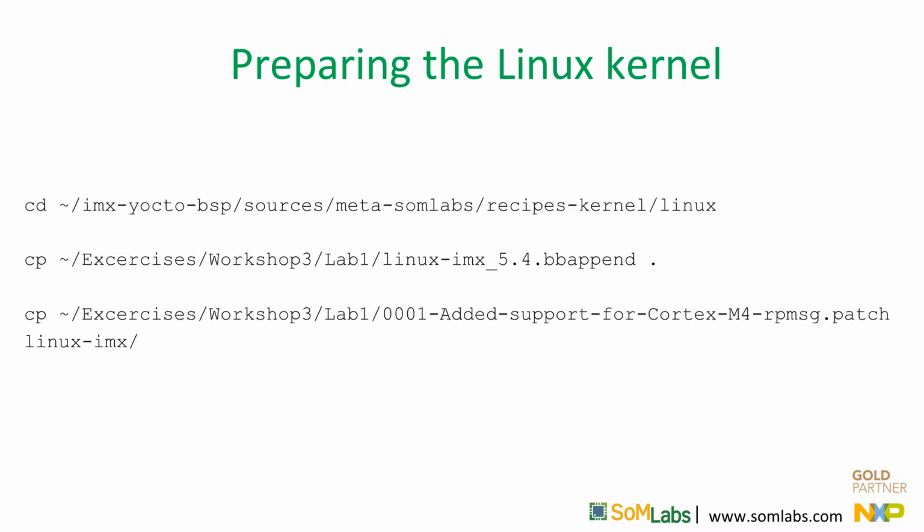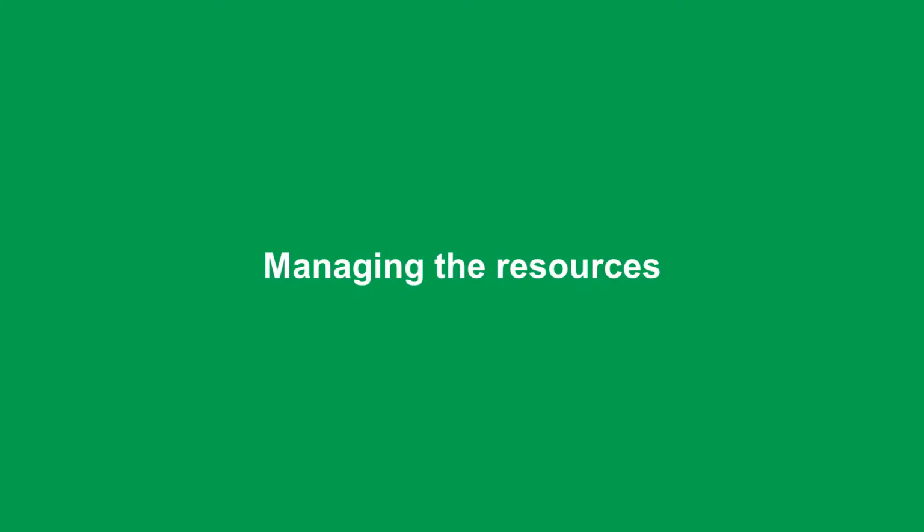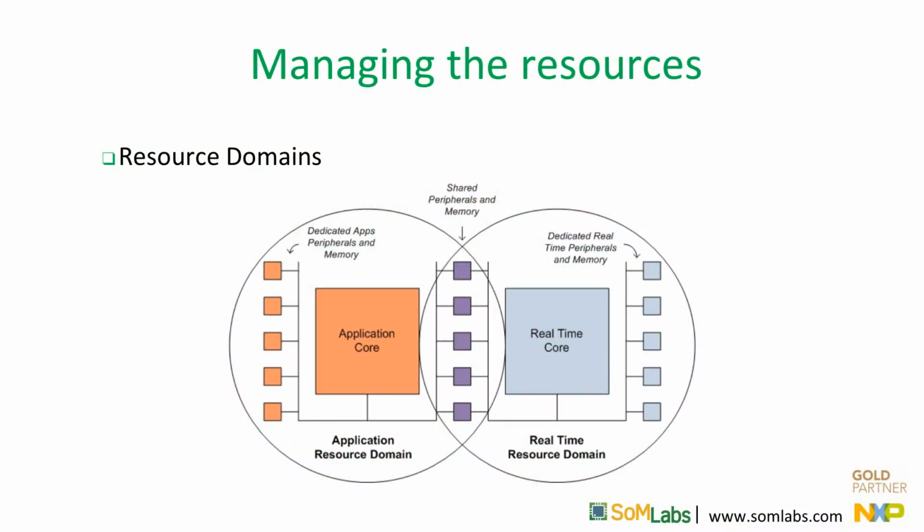We can now copy the patches and the new BB append file to the Linux I.MX recipe as we did before, but before rebuilding the image we will modify the peripheral allocation to the domains. Peripheral access management is performed by RDC, so Resource Domain Controller. It enables the allocation of the core, for example Cortex-M4, to a separate domain than the Cortex-A53 cores.